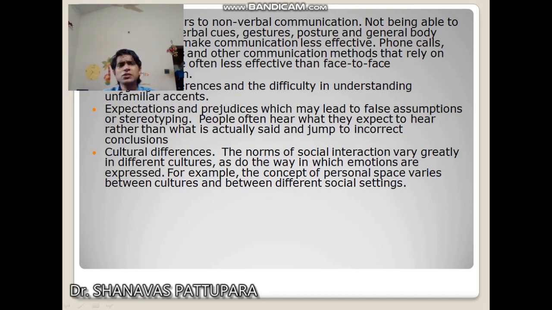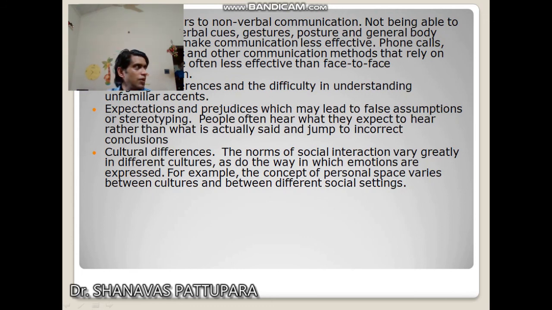Then physical barriers means, for example, using gestures. For example, in non-verbal communication, we use gestures. If the other person is not able to see our gestures or our general body language, etc., then communication becomes rather ineffective, right? For example, we make a telephone call or a text message. In a text message, the problem is that the other person may not know in what context the text message was actually typed. Whether we have meant it positively or negatively, we don't know.